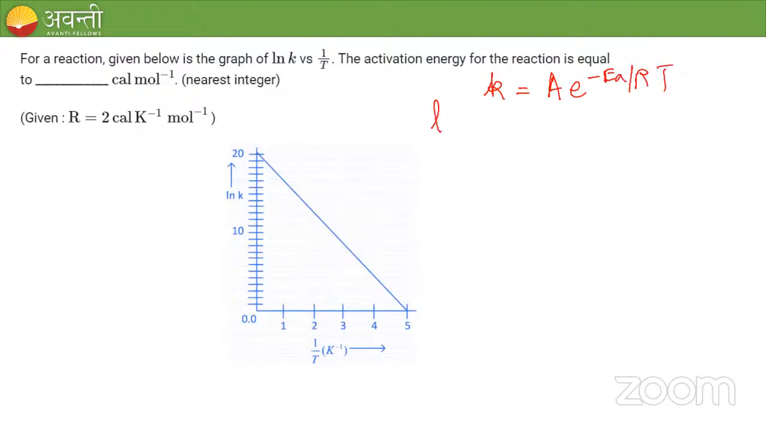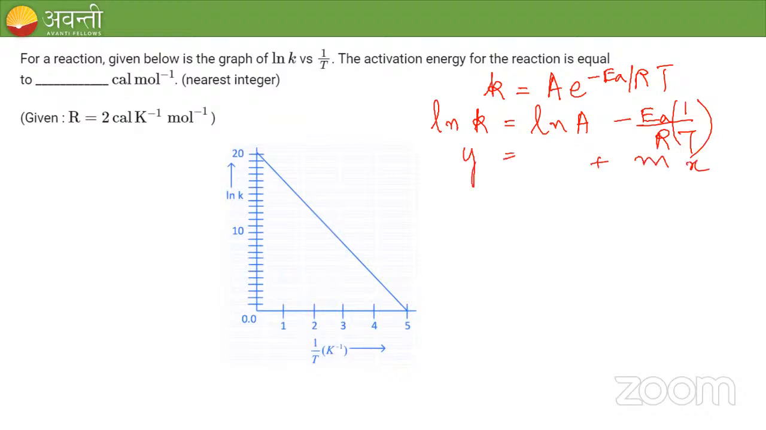So if you apply the logarithmic function, ln K is equal to ln A. And if I apply log to the exponential function, they will get cancelled. So it is minus Ea by RT, which is Ea by R into 1 by T. So now this is Y and this is M, and 1 by T is X and ln A is C. So we all know that slope is Ea by R.